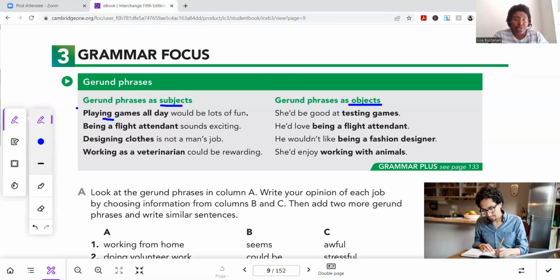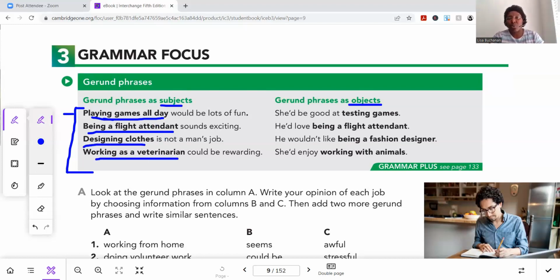So look at the examples here. You can start the sentence with the subject, having an ing phrase. For example, playing games all day would be lots of fun. So who or what are we talking about? Playing games all day. That is the subject. Being a flight attendant sounds exciting. Who or what are we talking about? Being a flight attendant. Same thing here. Designing clothes is not a man's job. Working as a veterinarian could be rewarding.